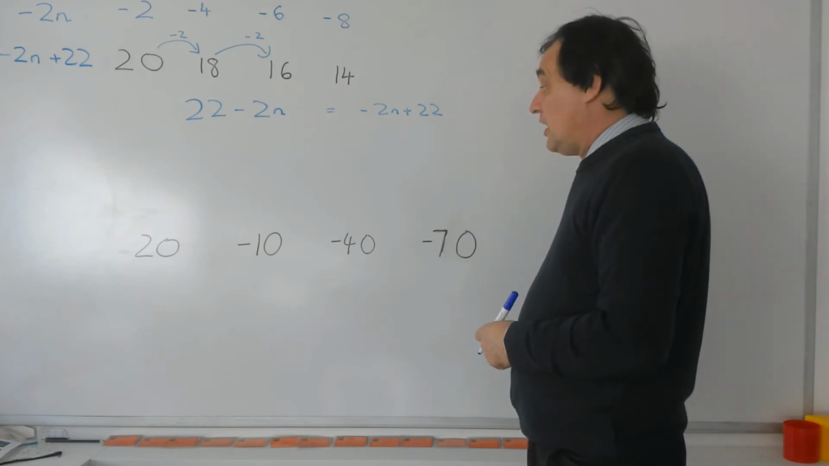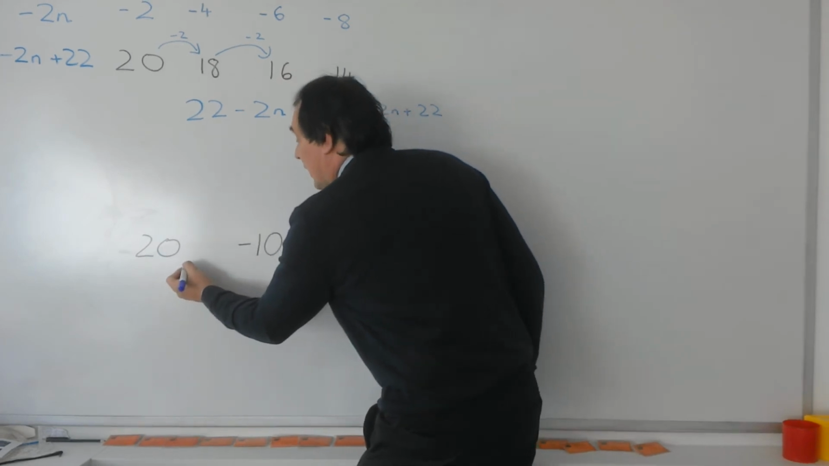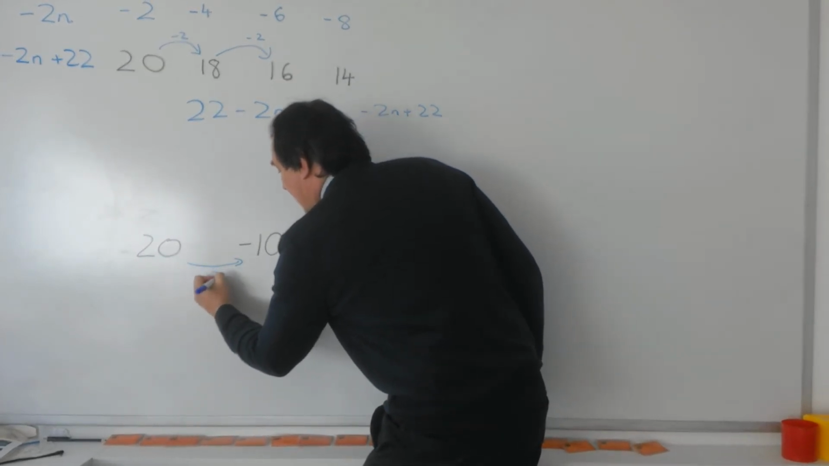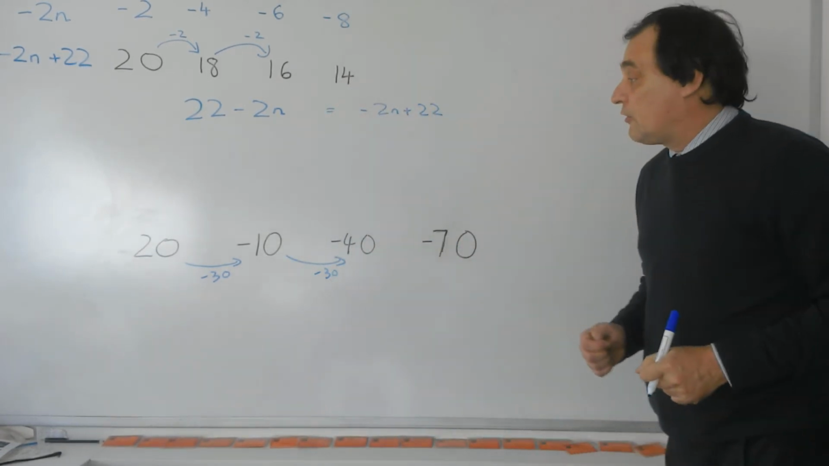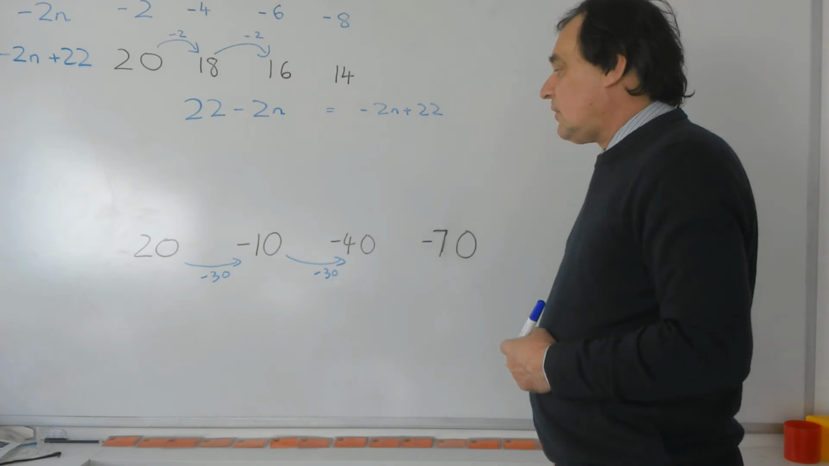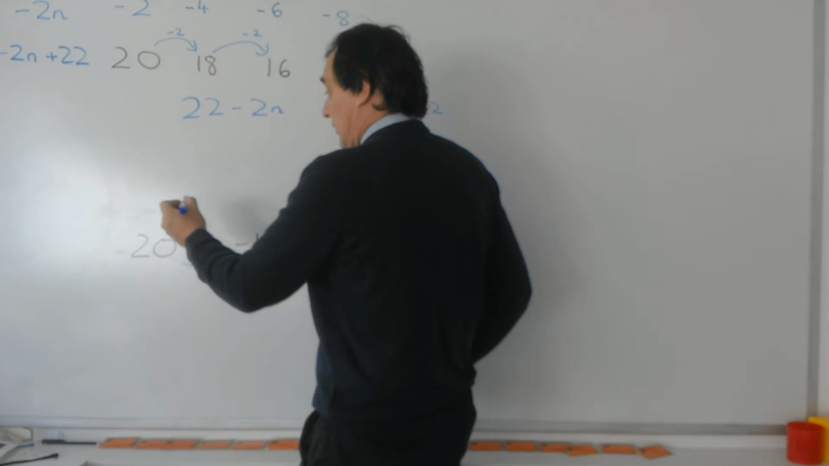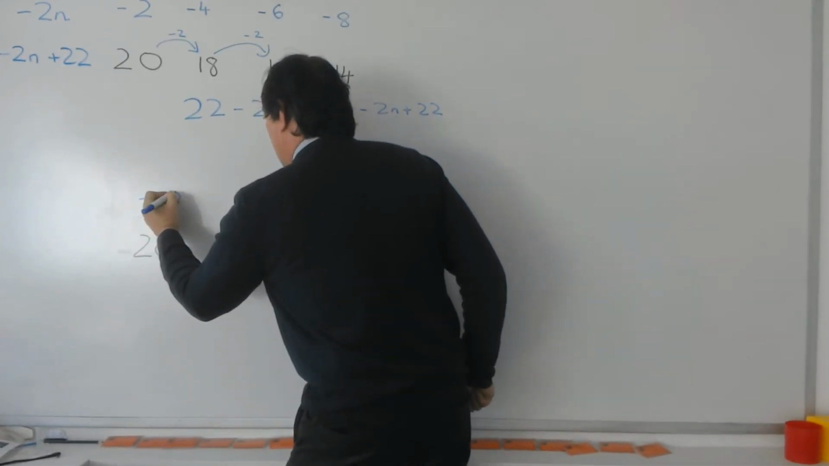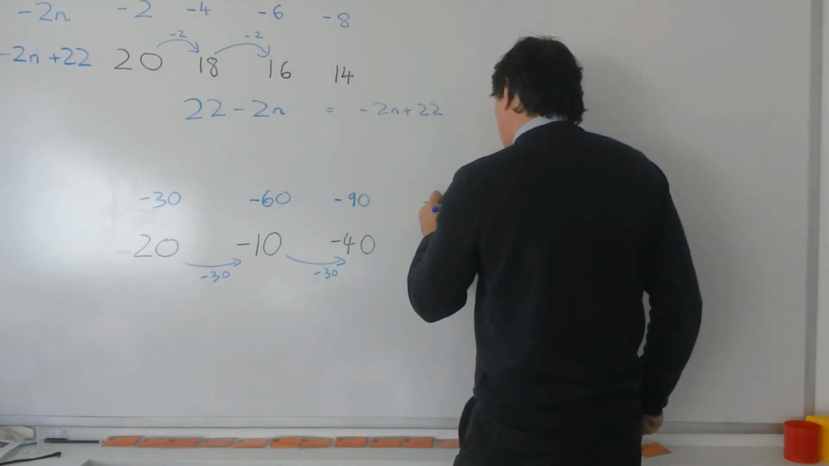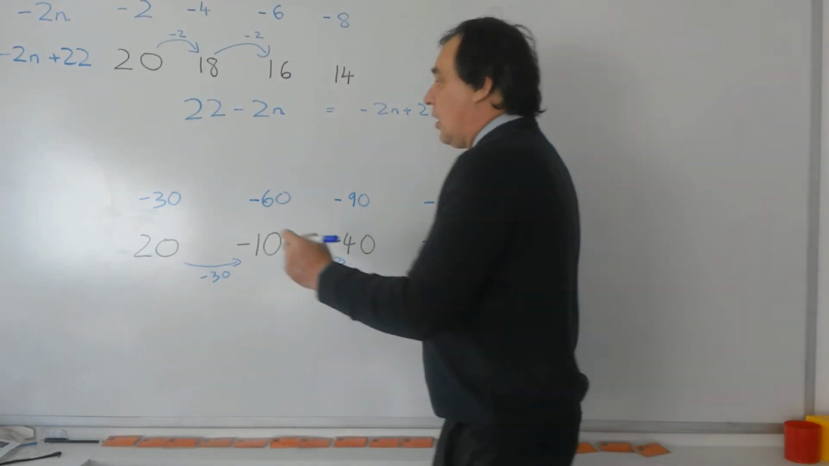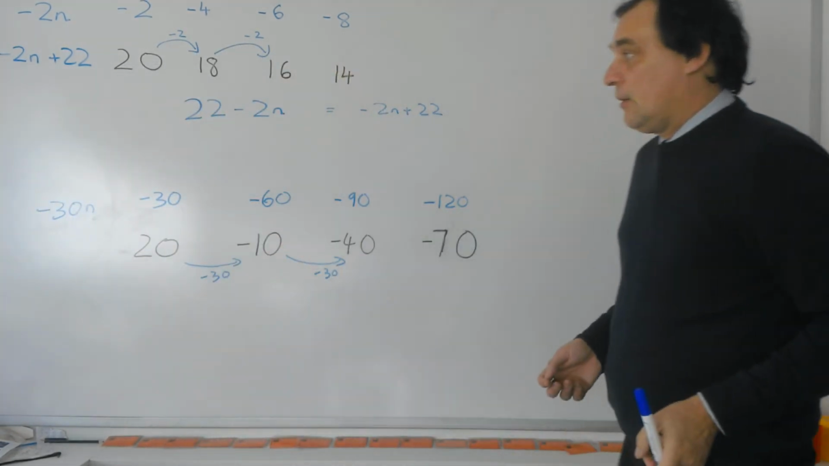We've got 20, minus 10, minus 40, minus 70. So here, what's going on here? We're going down in 30s. So we're taking 30 off and taking 30 off, the same every time. Okay, so what we've got to do here, we've got to write our -30 times table. So we go -30, -60, -90 and -120. So writing it here, that's -30n. Remember, n means the times table, -30n.